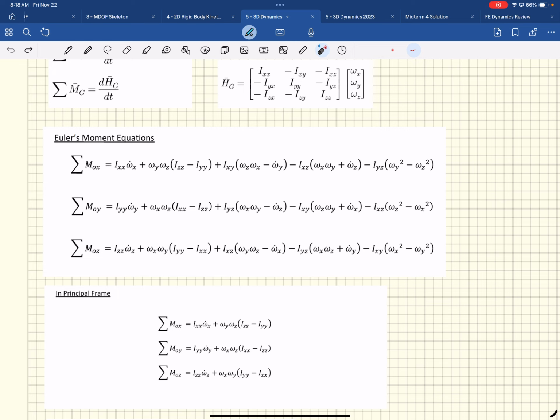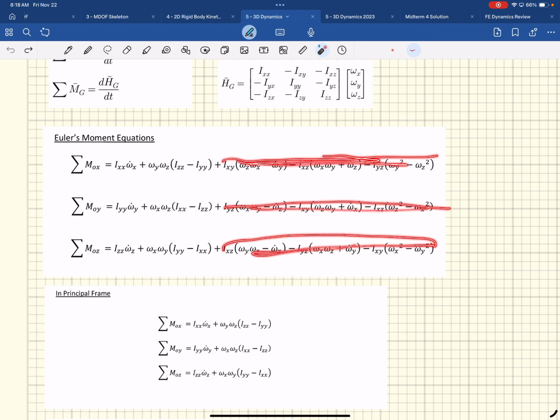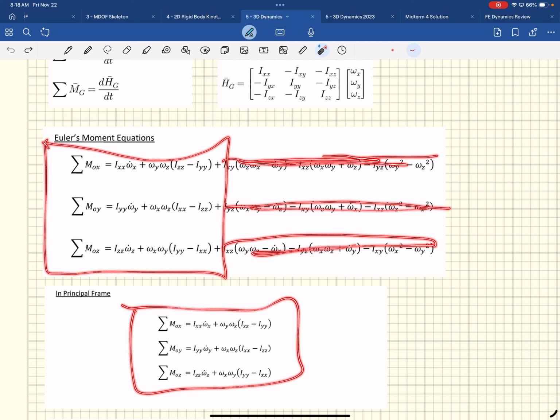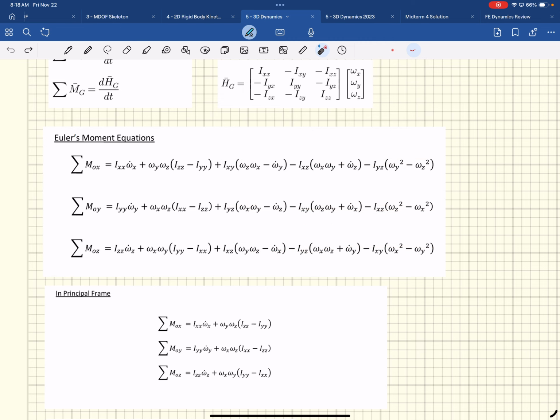What's really nice though, right, is if we are in the principal frame, meaning that we don't have any products of inertia, all these go away, right? That gets us there. That leaves us with this, right? That's what's written down here. These are the same. It's better, but it's still not perfect, right? There's still a lot going on, okay?